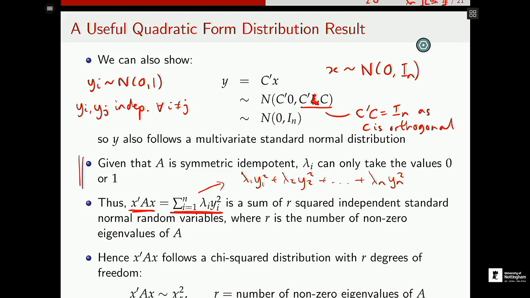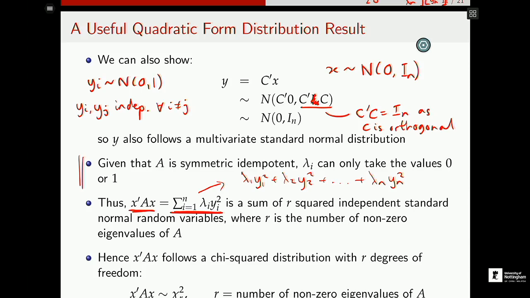If you've got one standard normal random variable and you square it, you get a chi-squared with 1 degree of freedom, right? There's only one random variable. If you square it, that's what chi-squared 1 is defined by. It's the square of a standard normal.